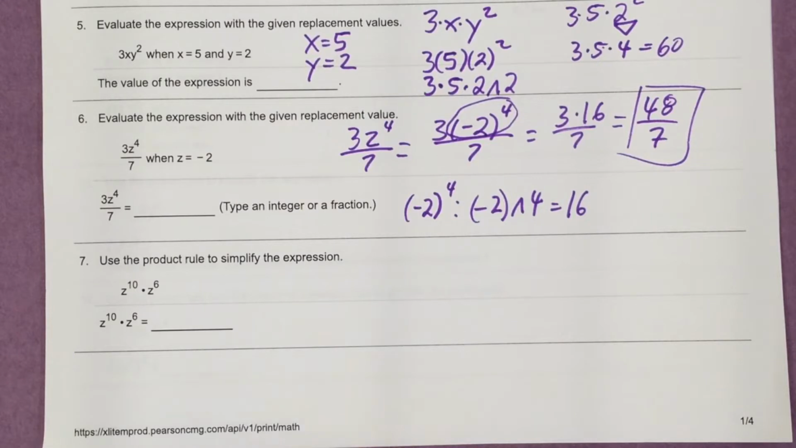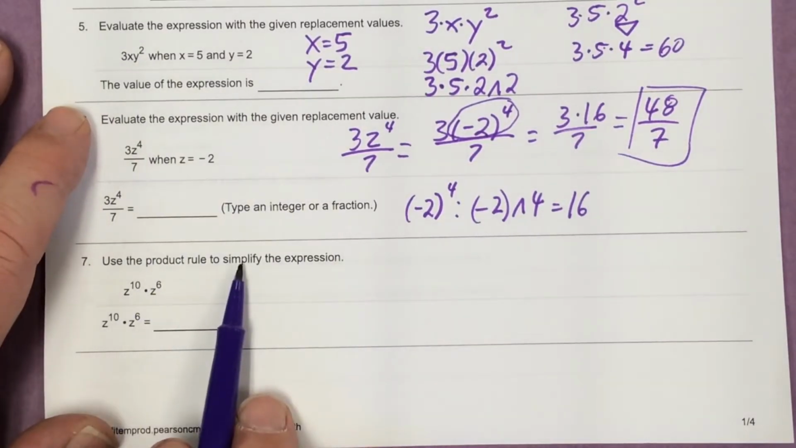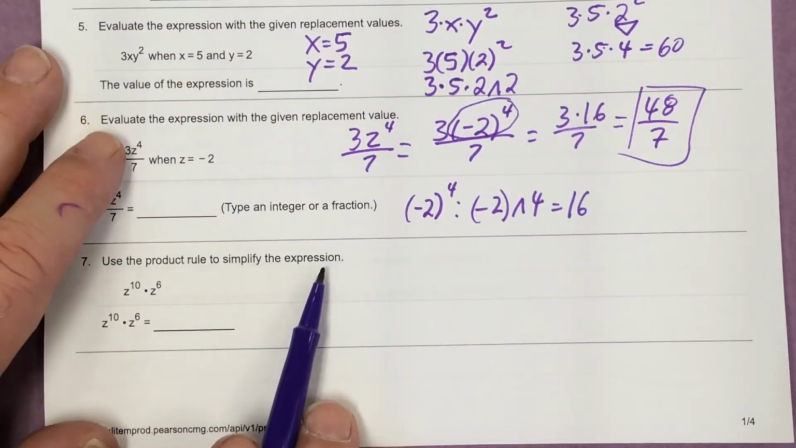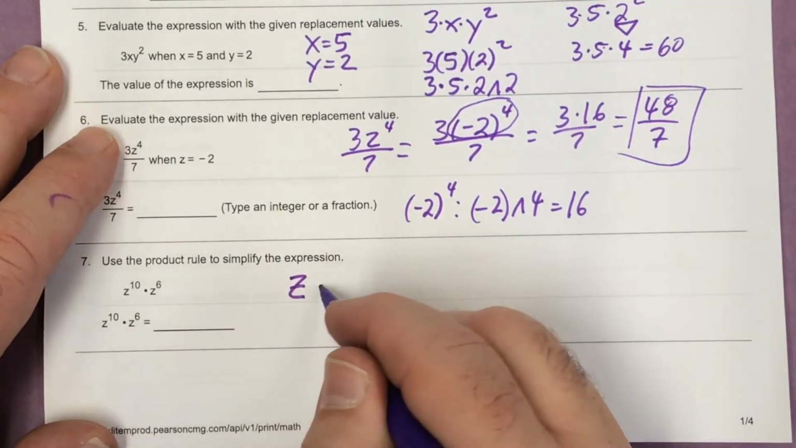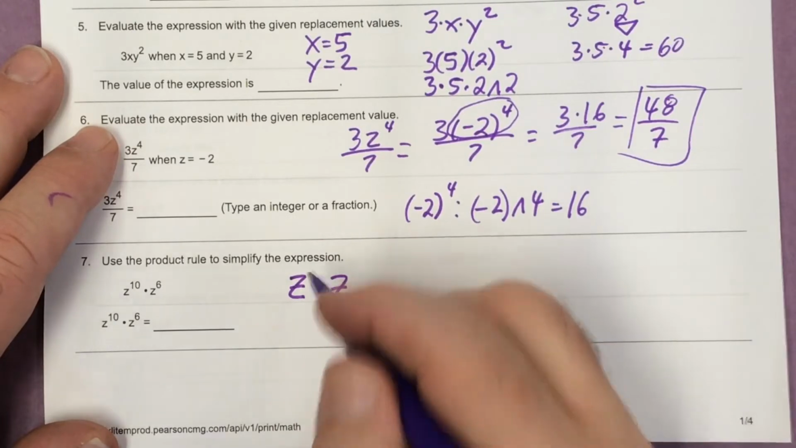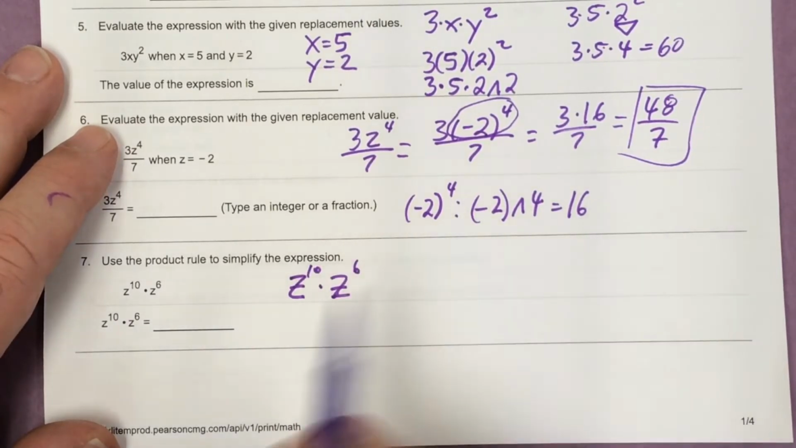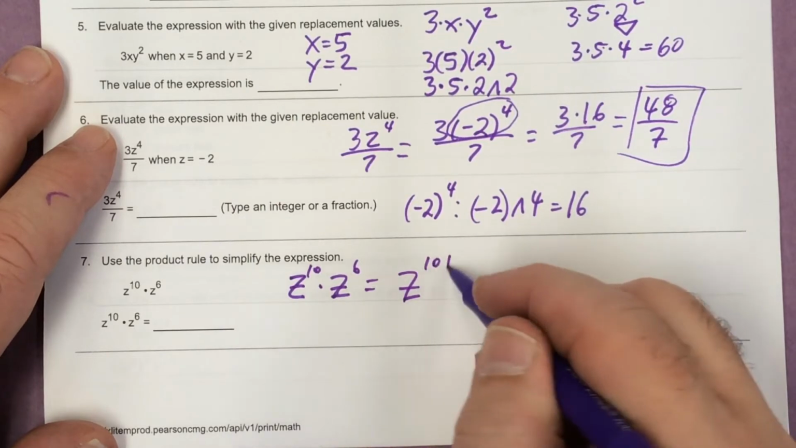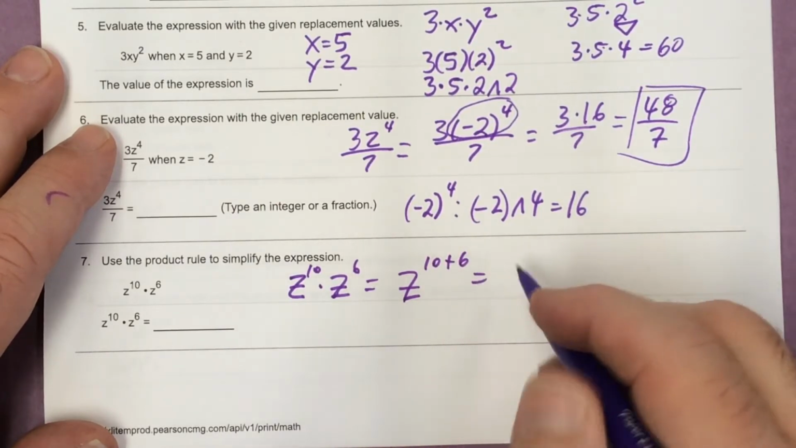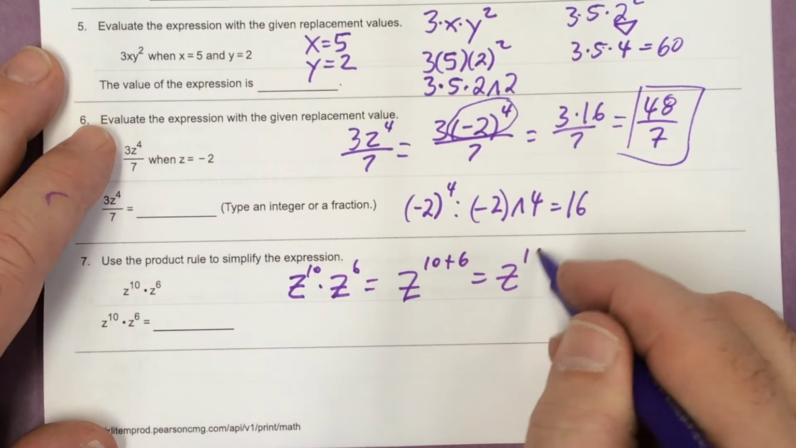All right, let's take a look at the last question here. It says use the product rule to simplify the expression. So if you recall what the product rule says, if you have 2 common bases being multiplied, and we do, the base in this case is z, then we're going to go ahead and write that base out and make this 10 plus 6, and that's going to equal z to the 16th.